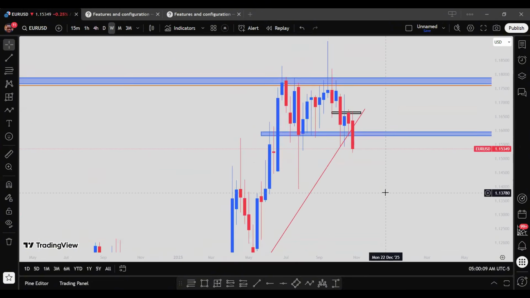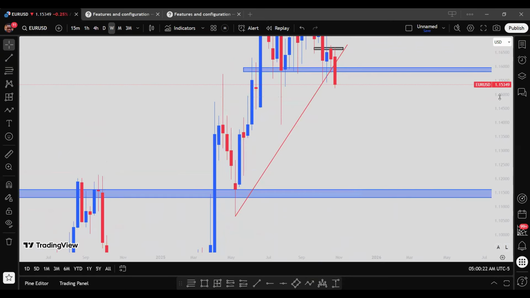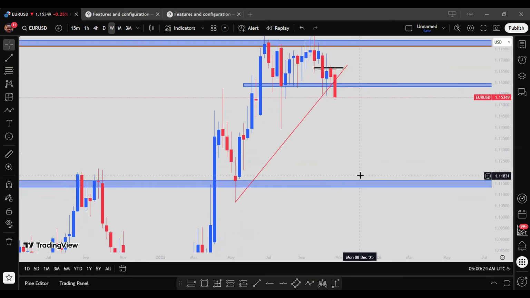Price has already been rejected from this zone, and we have a break of this neckline. So what we are expecting next is for price to retest this level. We already have a break, so what I'm waiting for is just a retest, for me to short the market back to the next major level here.